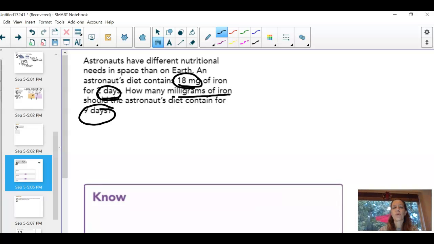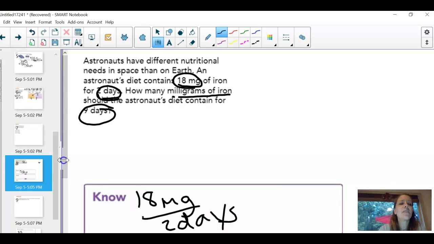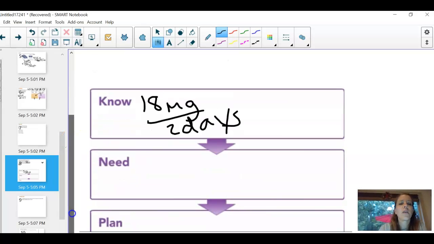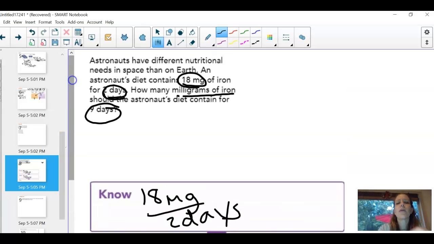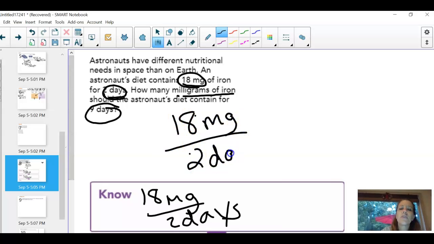So I'm going to first put the information I know. I know that there's 18 milligrams per 2 days, right? I need to know how many milligrams for 9 days. So now I'm going to think of a plan. This is where I'm going to use 2 steps. So I'm going to start with the 18 milligrams per 2 days. And I need to first find my unit rate. So go ahead, find the unit rate. I'll do it as well.